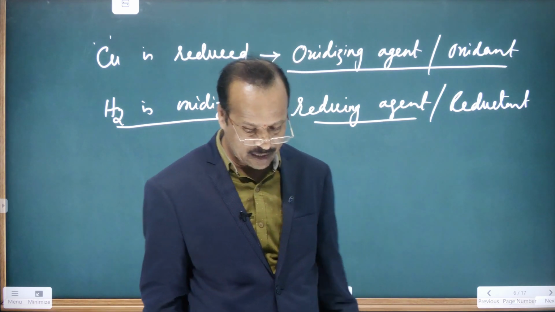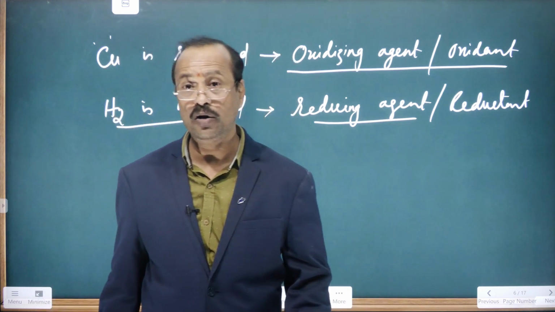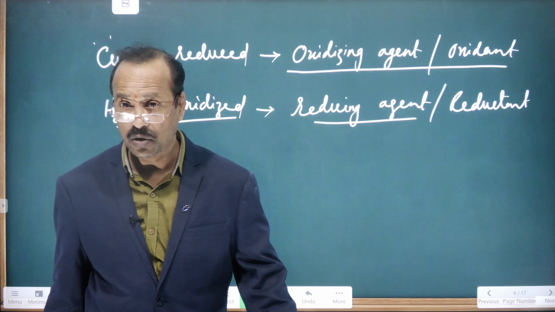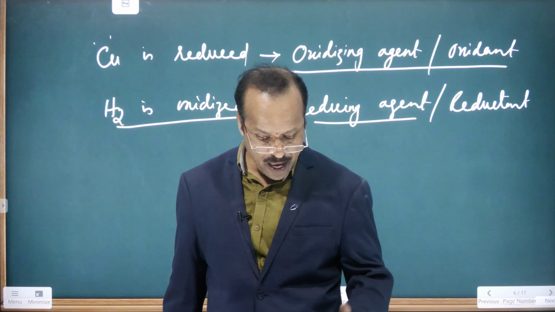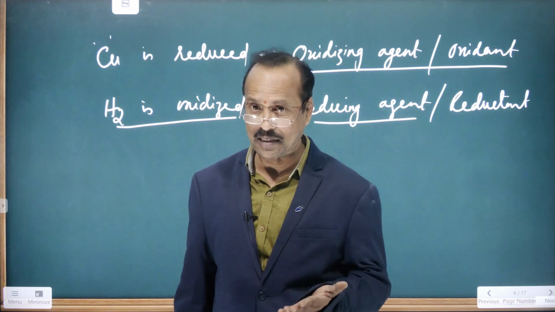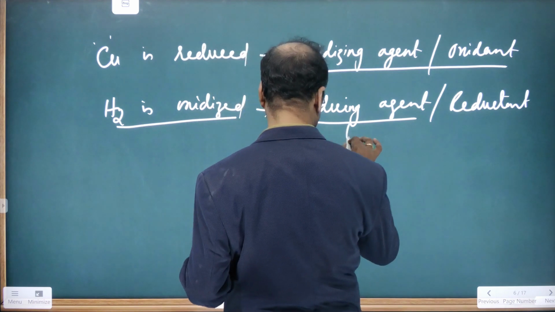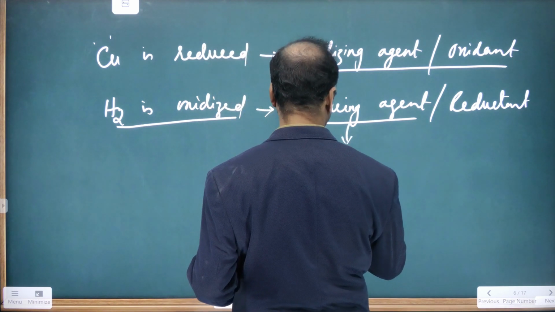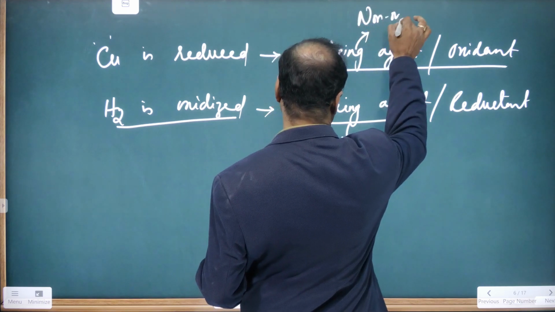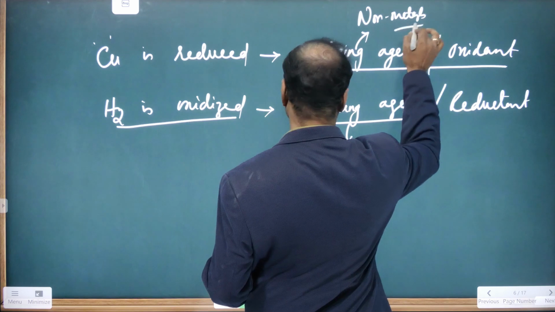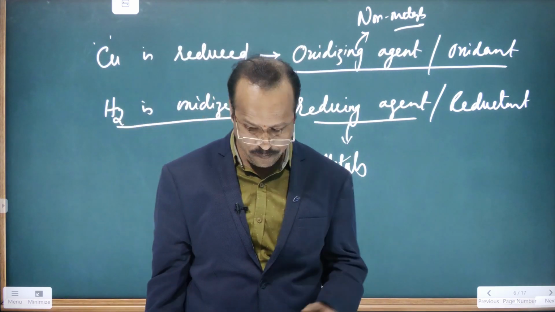So here a very important thing is that generally oxidizing agents are non-metals. Oxidizing agents are what? Non-metals. And reducing agents what? Generally metals. Metals are the reducing agents. And oxidizing agents are non-metals like nitrogen, oxygen, fluorine, chlorine. These are clear. So this you have to remember.